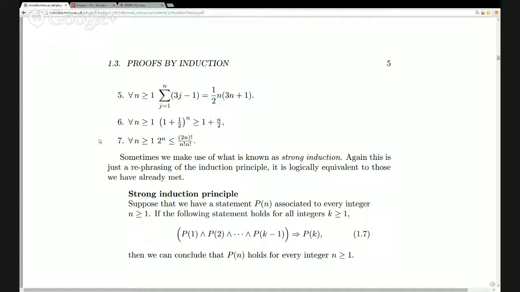What you're doing is not a linking step from n equals k to n equals k plus 1, but a linking step from the assumption that P is true for all the values 1 through k, showing that the assumption of the truth of all of those implies the truth of the next one. So for more complicated situations, in order to establish P of k, you have to call on the truth of all of the previous statements. Now, it's still an equivalent principle to the principle of normal induction.